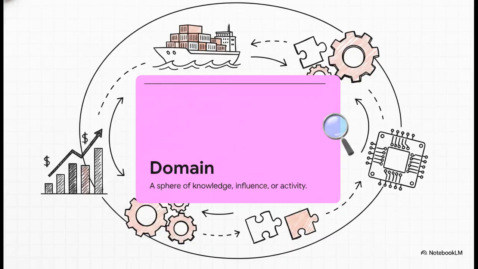So let's get our terms straight so we're all on exactly the same page here, starting with the domain itself. A domain is simply a sphere of knowledge, influence, or activity. Basically, this is the actual, real world of the business you're writing software for. It could be cargo shipping, high-frequency trading, maybe a complex manufacturing process. It's the messy, sometimes completely chaotic reality that the business experts live in every day.